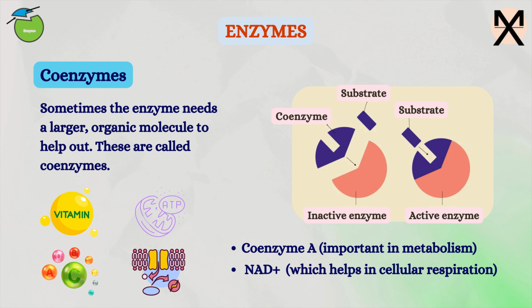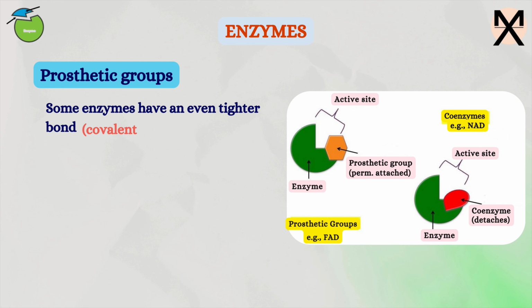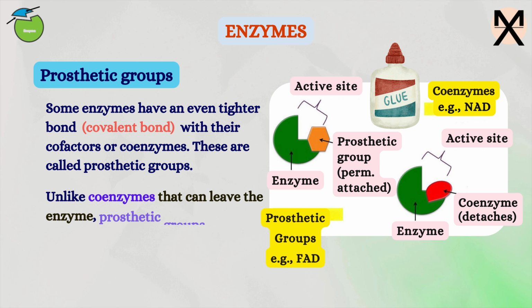Moving forward, we have prosthetic groups. Some enzymes have an even tighter bond, or you can say a covalent bond, with their cofactors or coenzymes. These are called prosthetic groups. Unlike coenzymes that leave the enzyme, prosthetic groups are permanently attached to the enzyme. Think of them as the glue that holds everything together.